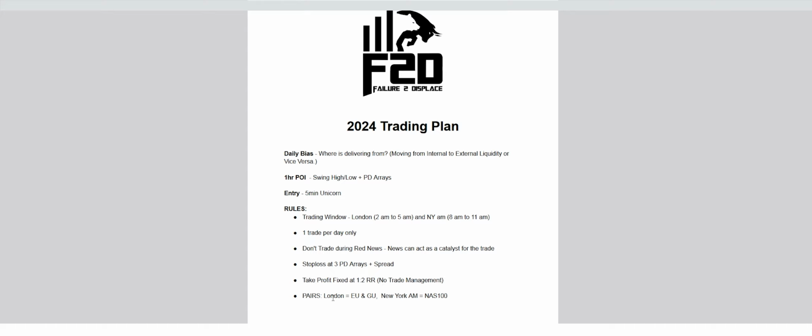And the pairs that we're looking at in the London session are EU and GU, which, as I mentioned earlier, both presented setups for us. And so we'll analyse each of those.